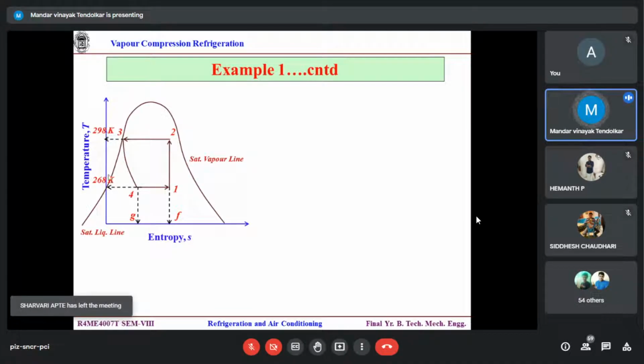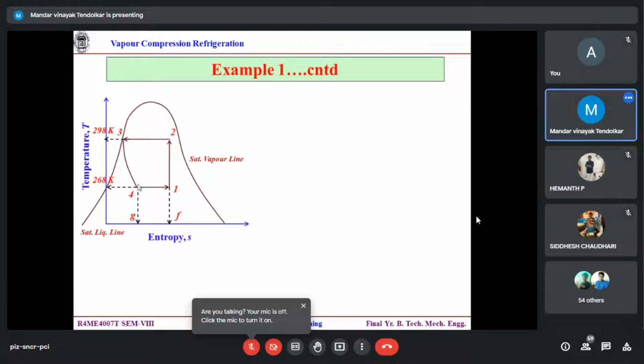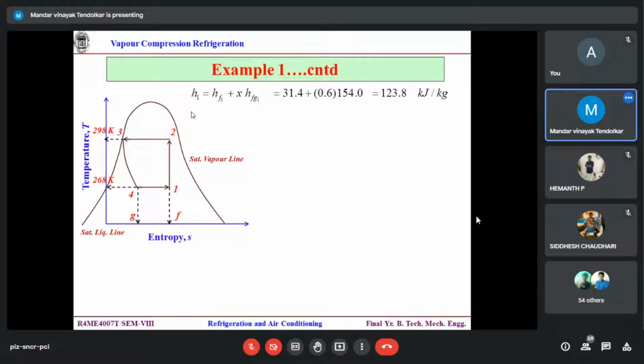Okay, condenser temperature is 298, evaporator temperature is 268. And here we assume that it is the liquid part, no subcooling mentioned, right? And then further, this is my isenthalpic expansion. So H3 is equal to H4, isenthalpic expansion. Any doubt in this diagram? No, sir. Okay.